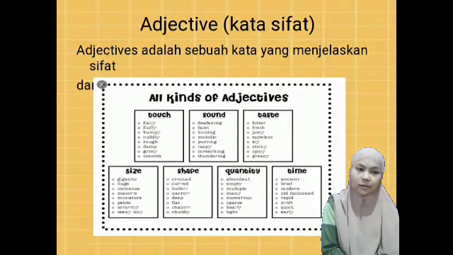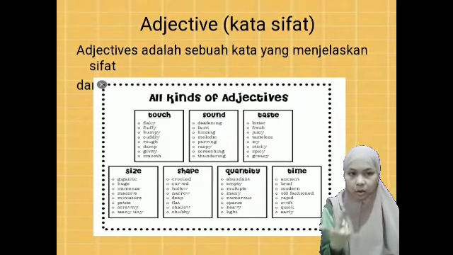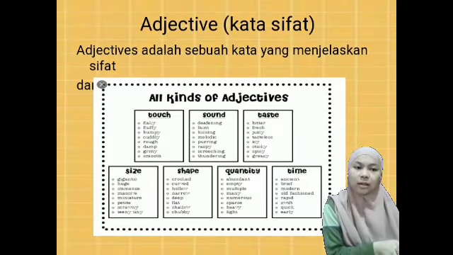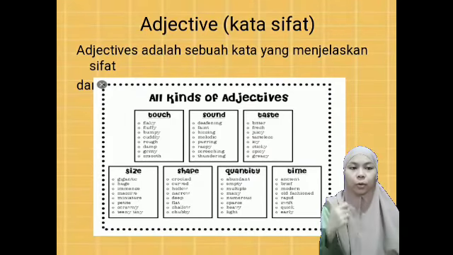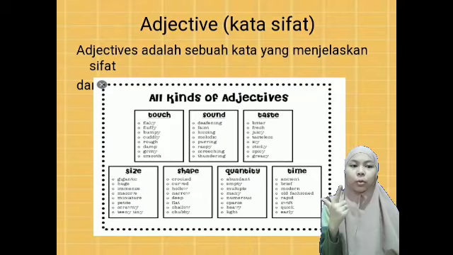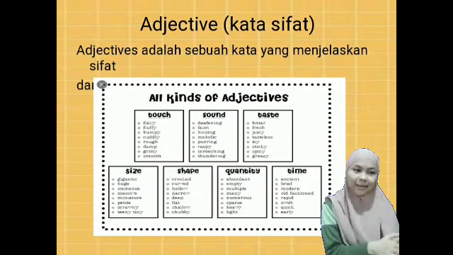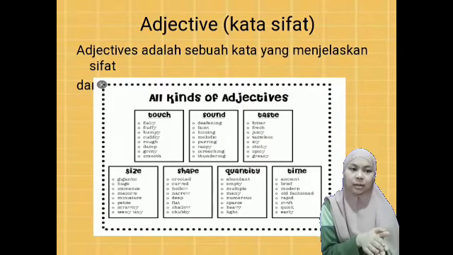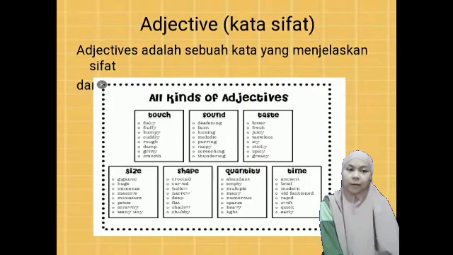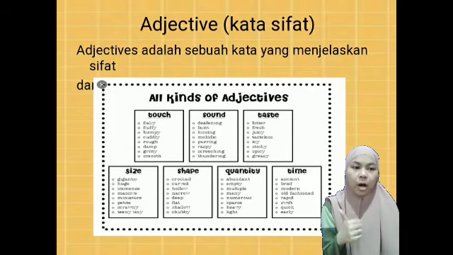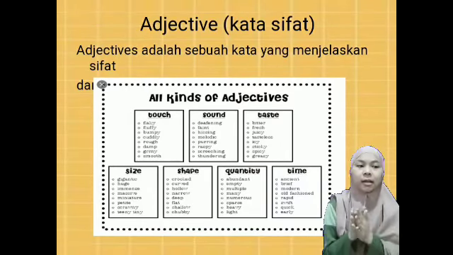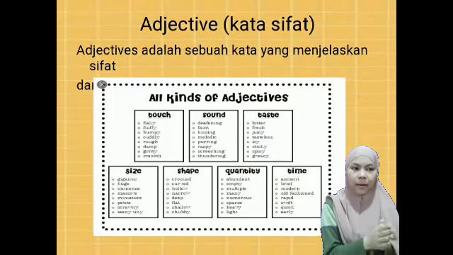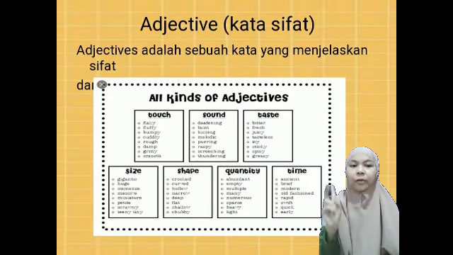And the next is size, that are gigantic and huge, and the next is shape, there are curved and crooked, and the next is quantity. For example, abound and empty, and the last is time. For example, modern and rapid.